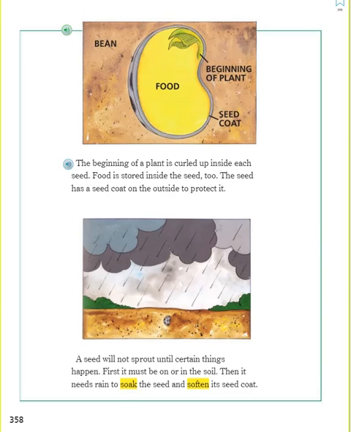A seed will not sprout until certain things happen. First, it must be on or in the soil. Then it needs rain to soak the seed and soften its seed coat.